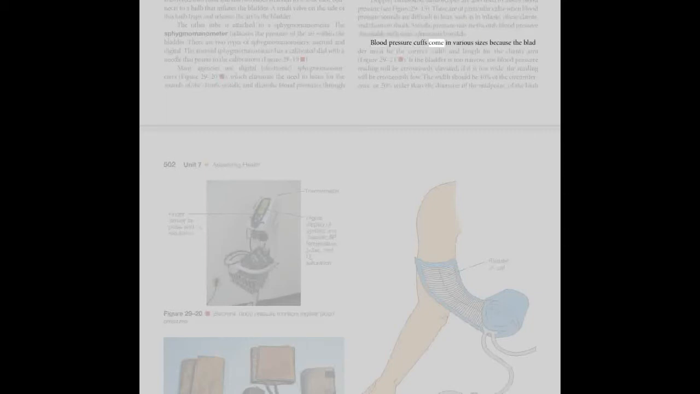Blood pressure cuffs come in various sizes, because the bladder must be the correct width and length for the client's arm, Figure 29-21. If the bladder is too narrow, the blood pressure reading will be erroneously elevated. If it is too wide, the reading will be erroneously low. The width should be 40% of the circumference, or 20% wider than the diameter of the midpoint of the limb.